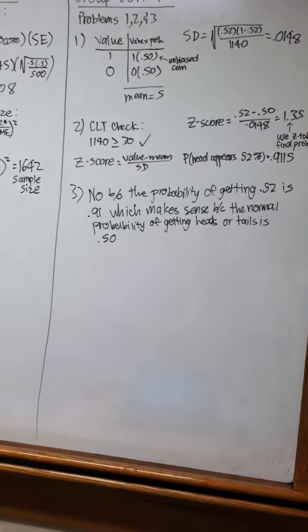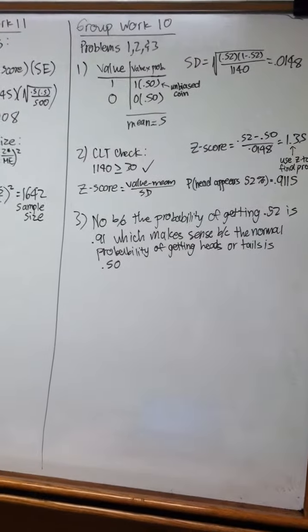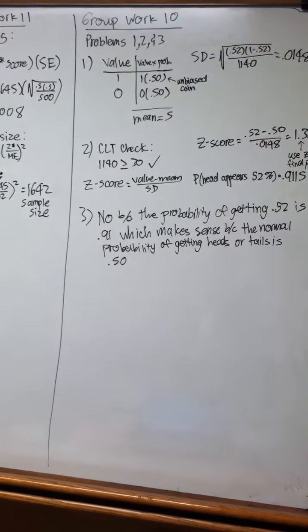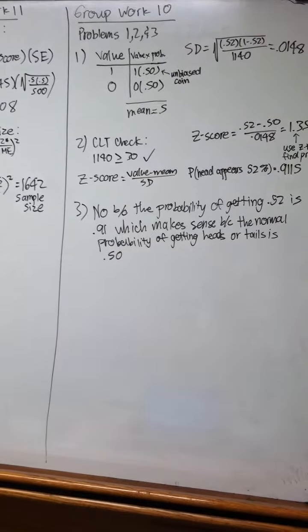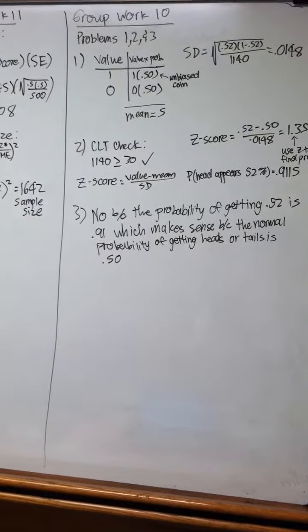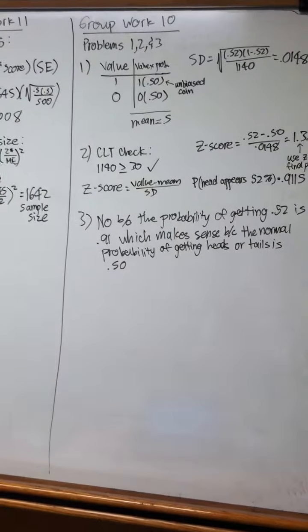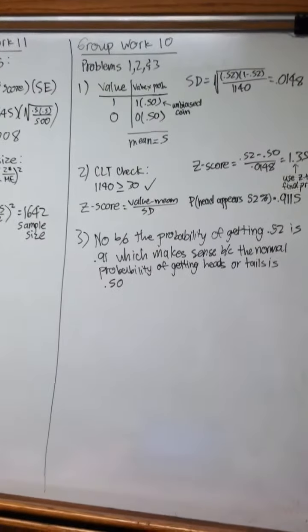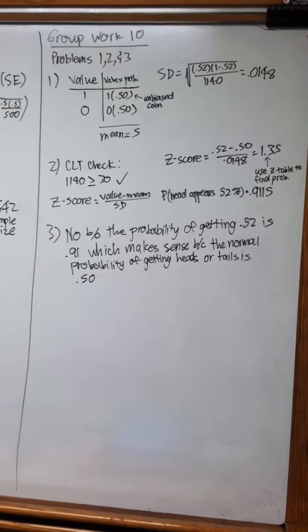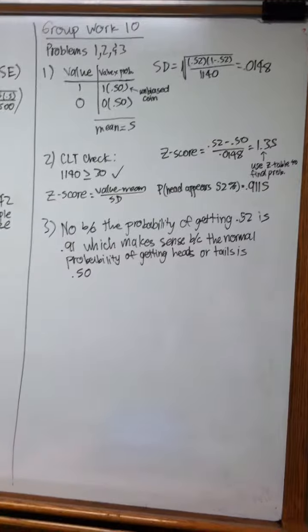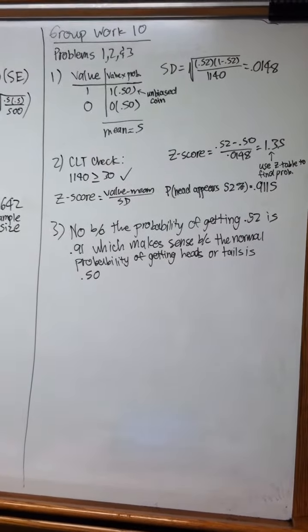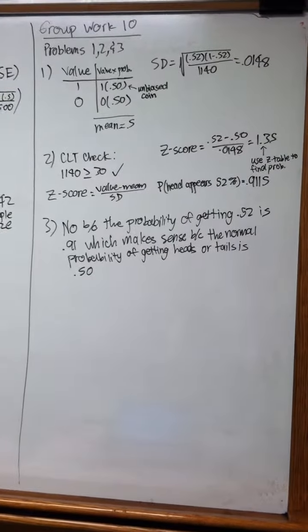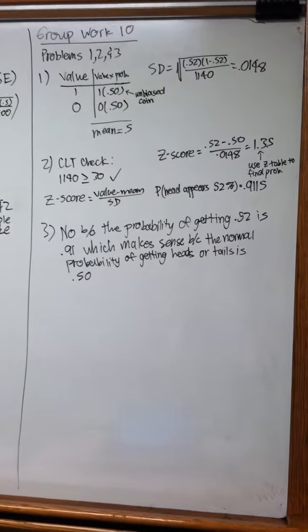Question 3 asks, based on your answers in part 5, is there reason to believe that coin flips were biased towards heads in the 11 a.m. section? No, because the probability of getting 0.52 is 0.91, which makes sense because the normal probability of getting heads or tails is 0.50.